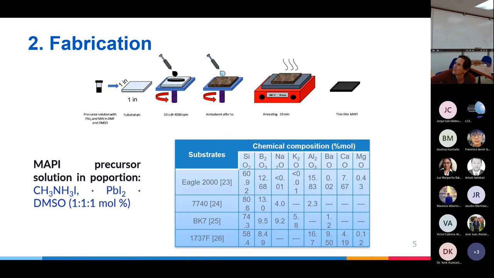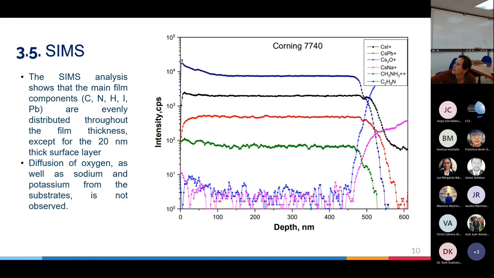I was talking about the SIMS analysis. The profiles correspond to the molecules, not the elements. Why?